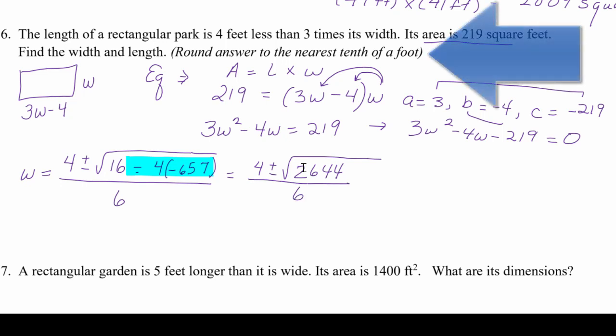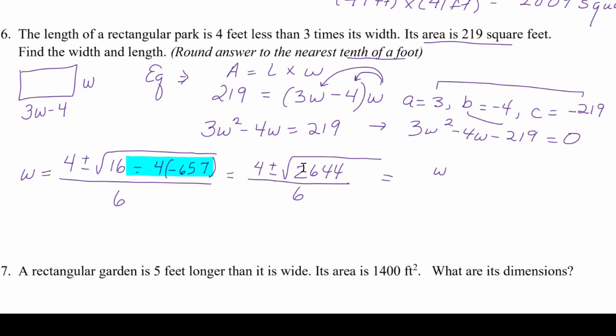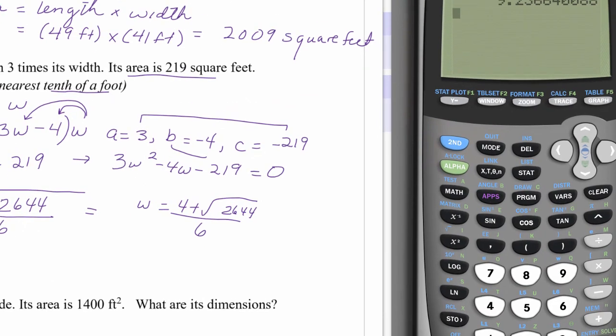See how the question says round answer to the nearest tenth of a foot? So let's go ahead and use our calculator to get this approximation here. And notice I'm not going to use the 4 minus square root because that's going to give me negative width. Remember, we're solving for width. We can't have a negative width. So our W is going to be 4 plus the square root of 2644 all over 6. So I'm going to get the calculator and let's get that decimal approximation.